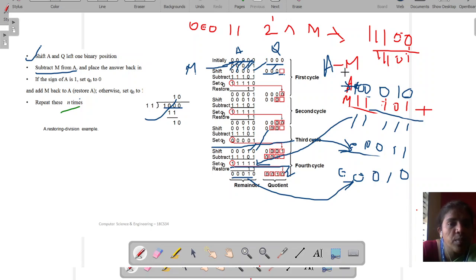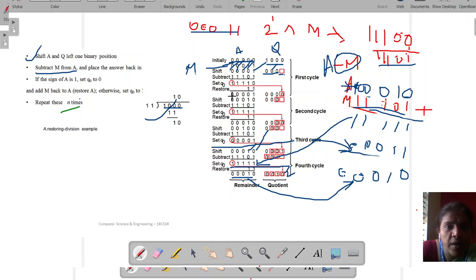How is the subtraction performed in the computer? You take the 2's complement of M and add it to A. The 2's complement of M is 11101. One extra bit is taken because it's a sign bit. After the 1's complement plus 1, you get 11101. This is your M.